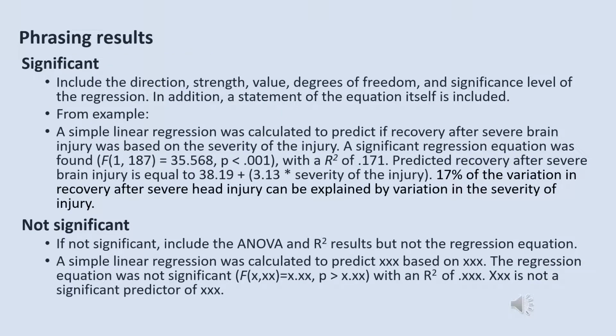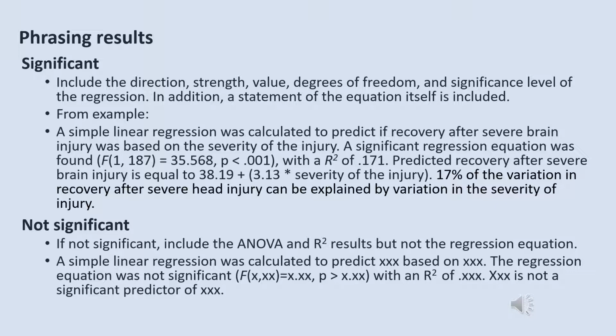As we discussed earlier in class, phrasing results is very important. In a simple linear regression, you want to make sure you include the direction, the strength, the value, the degrees of freedom, and significance level of the regression. In addition, you want to make a statement of the equation itself and include that. So here's an example from the example that I just provided.